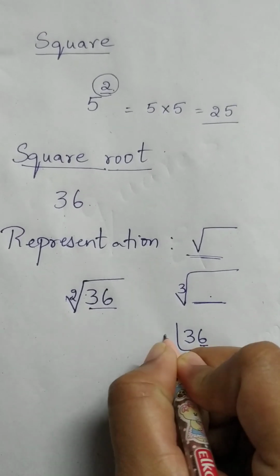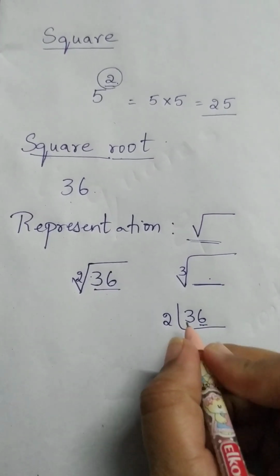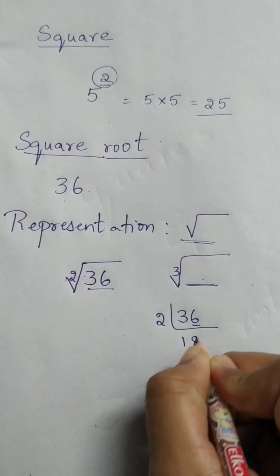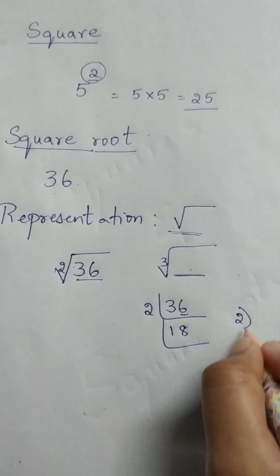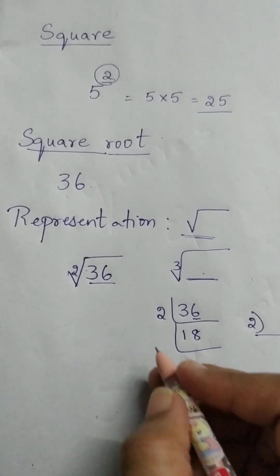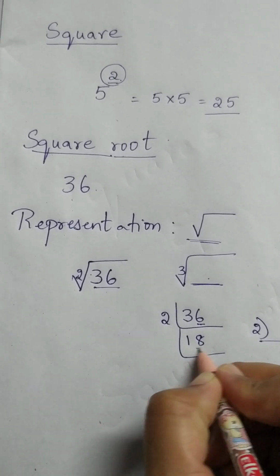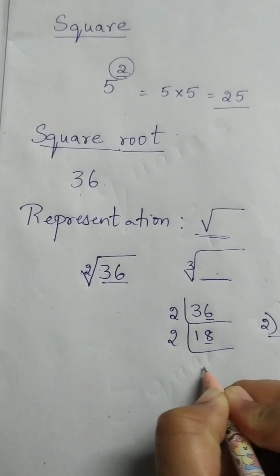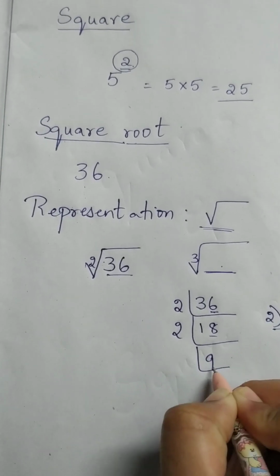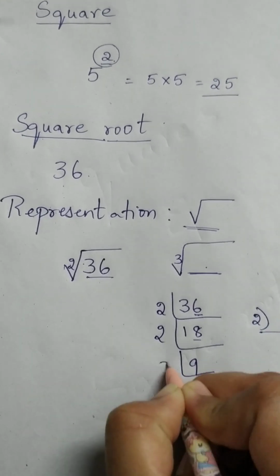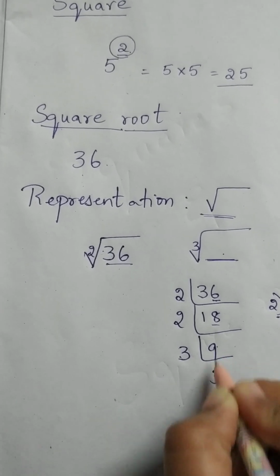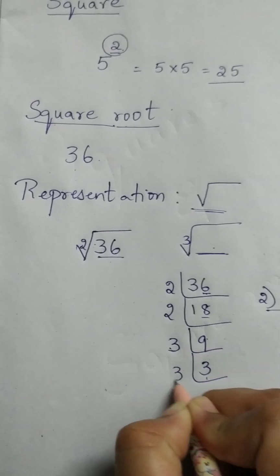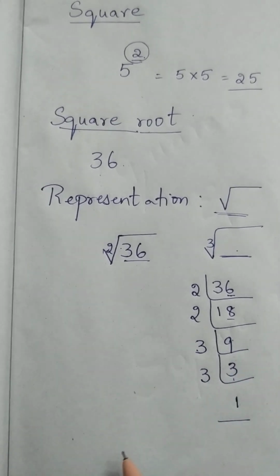So let me write with 2, and if you know, you can directly make it 18. Or else you can divide at the side and write it. That is up to you. This 18 again with 2 becomes 9, and now it is not divisible by 2, so it is divisible by 3, because 3 is also a prime number. 3 threes are 9, and then 3 and 1. See how many times each is written.